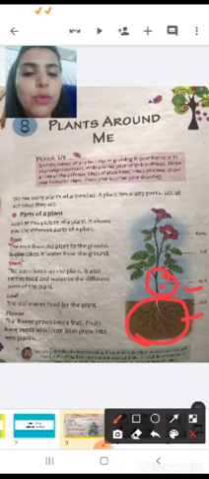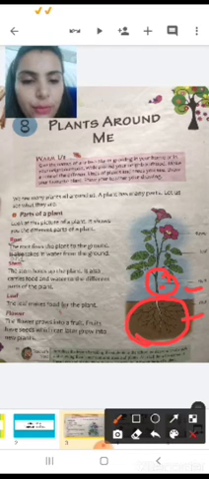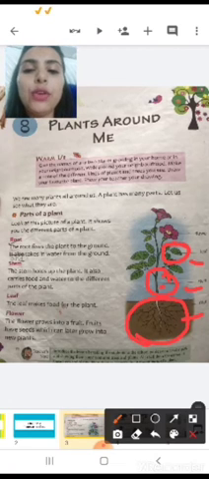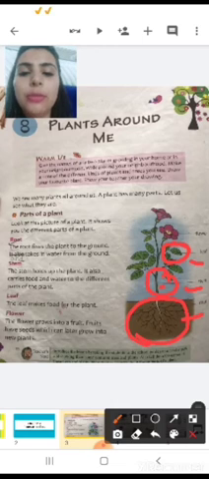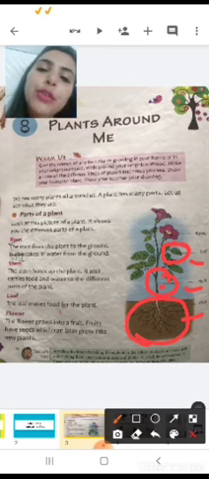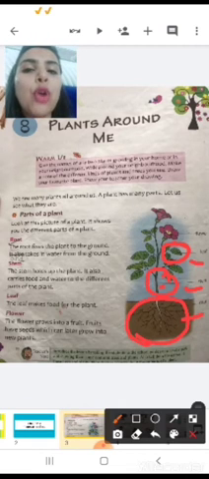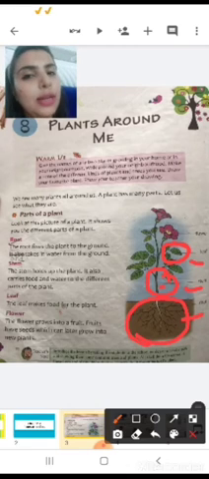Next is our leaf. I know you all are familiar with the leaves. You all have seen the leaves. These are the leaves of the plants. The leaf makes food for the plants. The main function of the leaf is to make food for the plants.